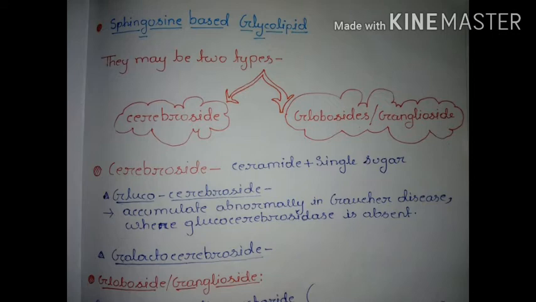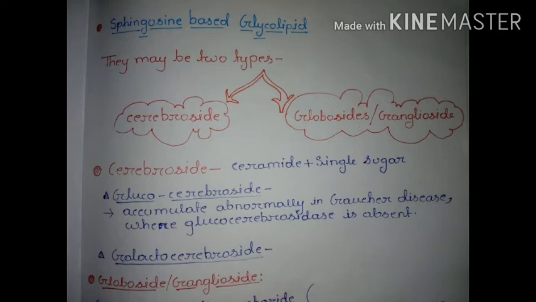This is the basic structure of sphingosine-based glycolipid, because a single sugar attaches with the ceramide. It is called a cerebroside. The single sugar may be glucose or galactose. So we divide cerebroside into two types, glucocerebroside and galactocerebroside.